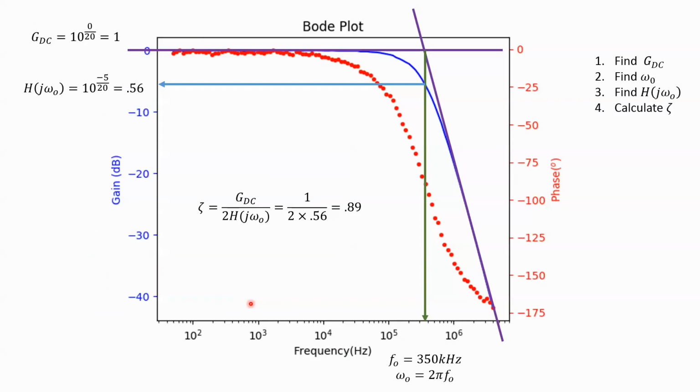Now let's try to put this together. I wanted to start with the review of extracting a second order filter response from the Bode plot, creating a model from it, and then verifying it against measured results.